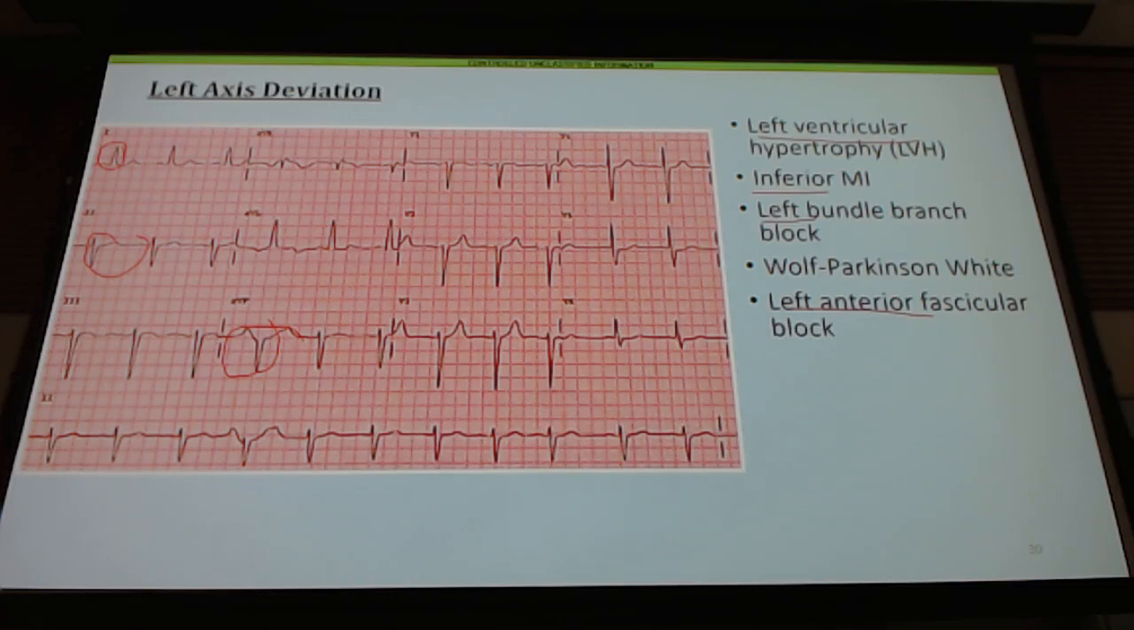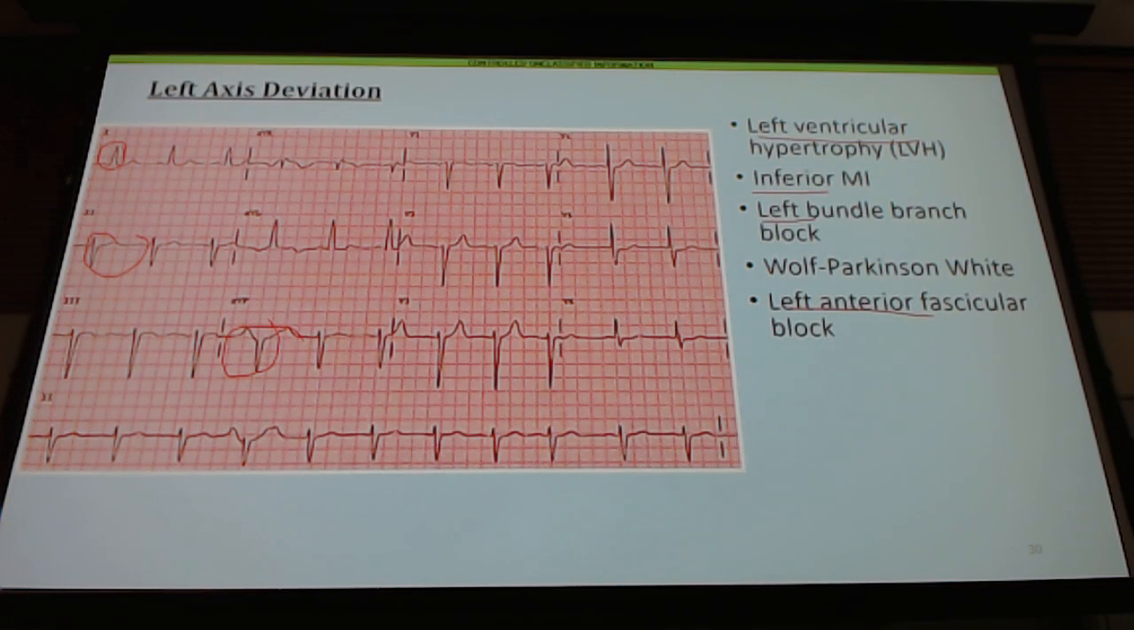It can cause that axis to deviate. And we can see this in left axis deviation with left bundle branch block and left ventricular blocks, because what's happening is with that left bundle branch block or left ventricular block, the conduction of that action potential is going to go down to the right side normally, and then it's going to be slow as it propagates from myocyte to myocyte over to the left to cause that depolarizing event to occur in the ventricle.